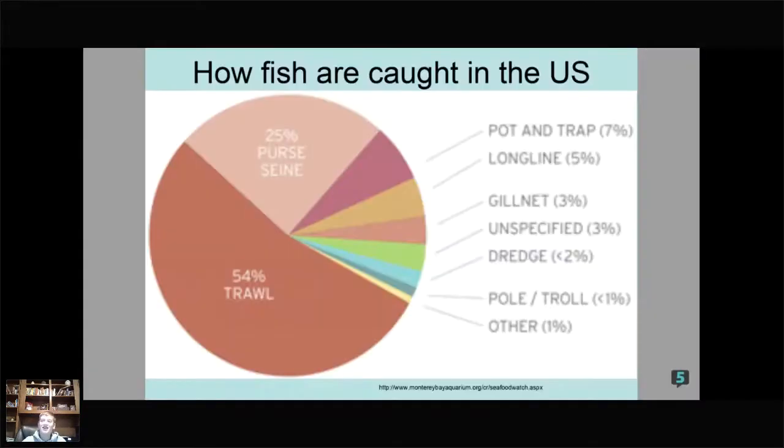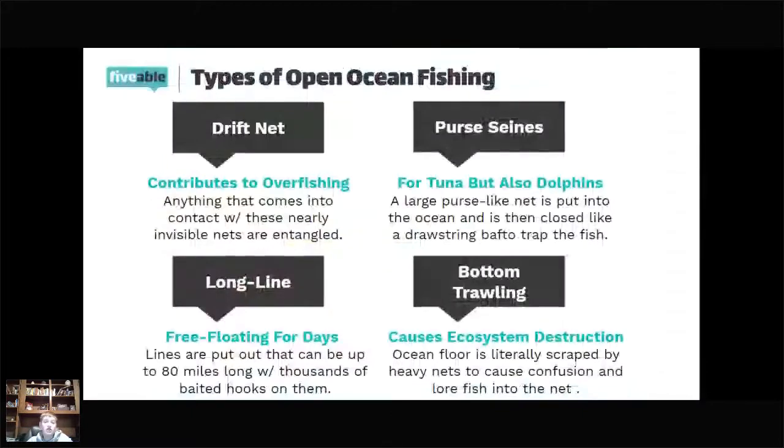Okay, so here's the first thing. How are fish caught in the U.S.? All of these on this graph are different types of ways we can catch fish: bottom trawling, purse seines, pot and trap, long line. These are all different types of ways to catch fish. But what do these mean? These are the types of open ocean fishing.